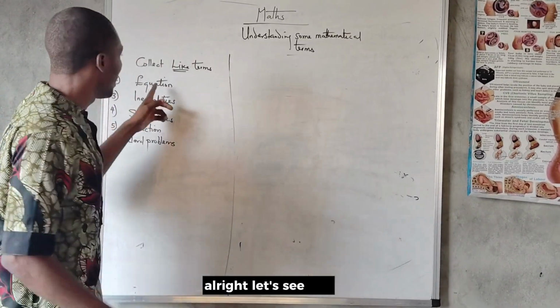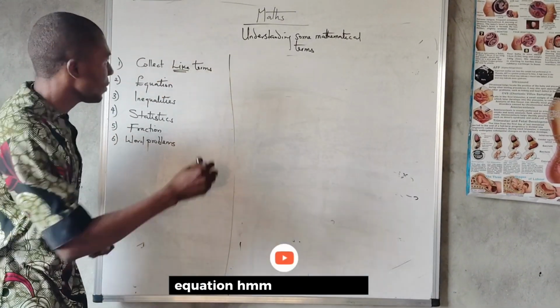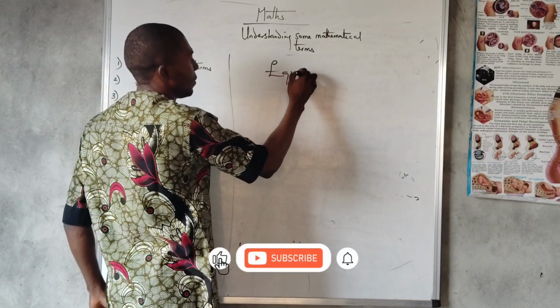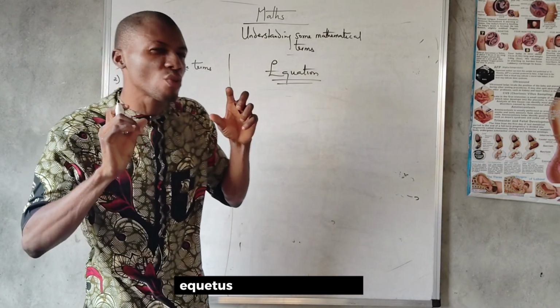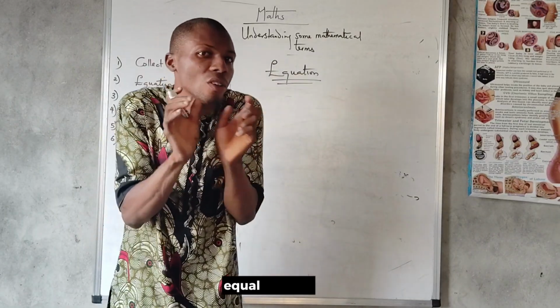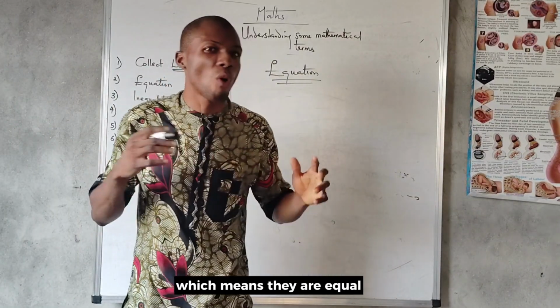Alright, let's see this equation. Now, the word equation came from the Latin word equatus, which means what? Equal sign. So which means they are equal.